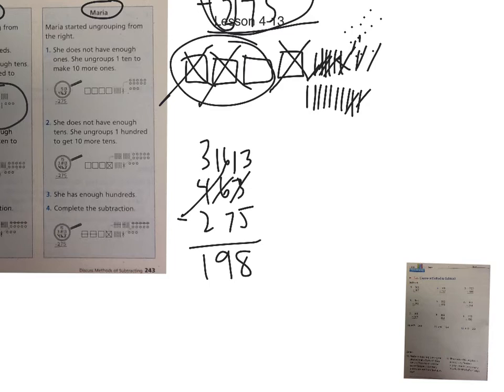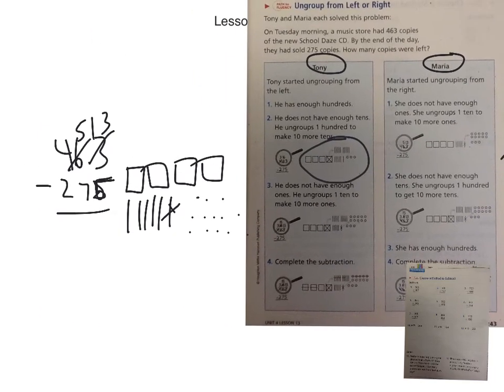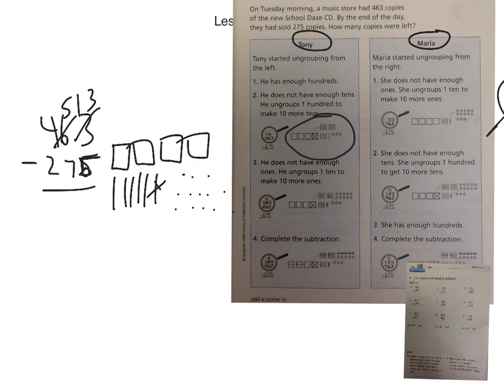Yeah. Boom. This should have been 15. So 88. Sorry. Okay. So she realizes she didn't have enough ones, so she ungroups one of the tens to give her 10 more ones. That gives her 5 tens, and then she realizes, hey, I can't take 7 tens from 5 tens, so let me take 100 and break it into 1, 2, 3, 4, 5, 6, 7, 8, 9, 10.